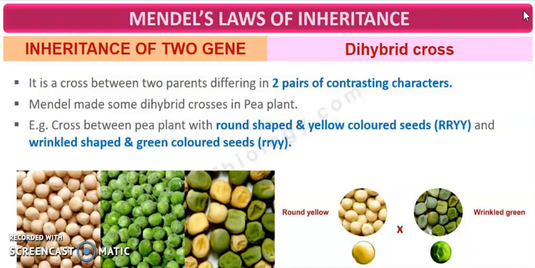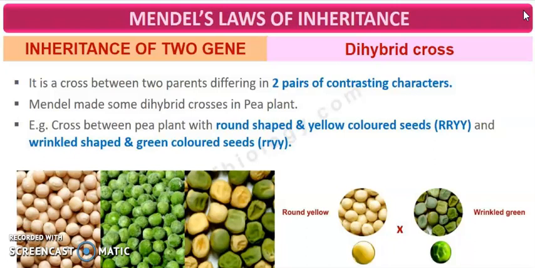In the earlier part we learned about monohybrid, which had only one gene, but here we will be learning about two genes, that is the dihybrid cross, right? Di means two, and we will learn how the two characters are crossed together to produce a hybrid organism. So here it is a cross between two parents differing in two pairs of contrasting traits.